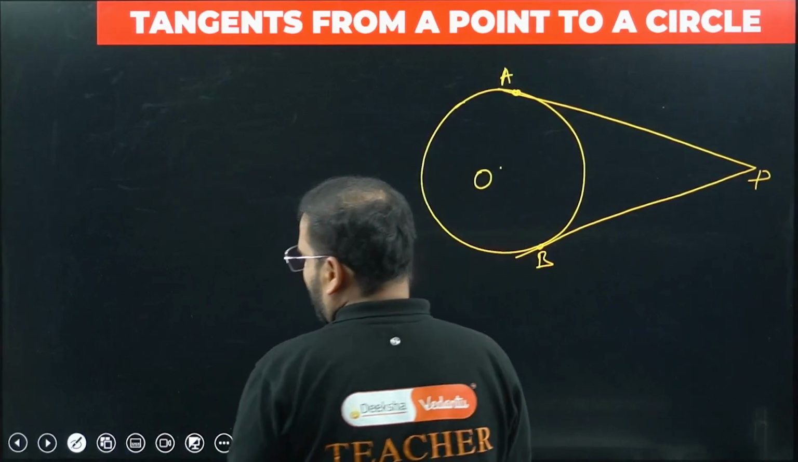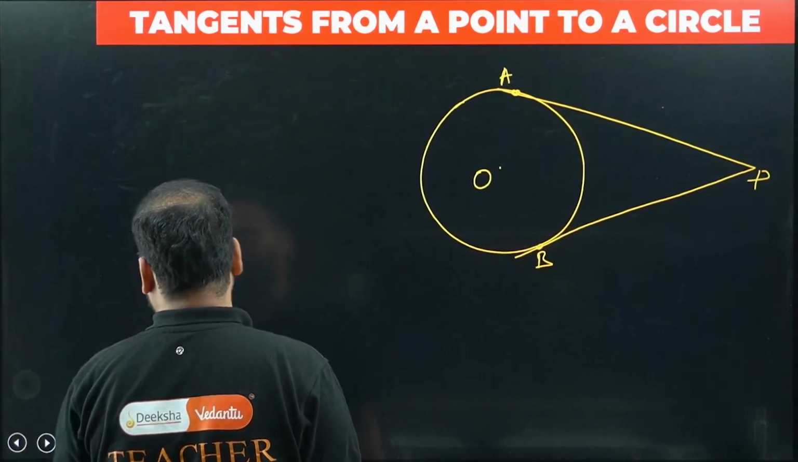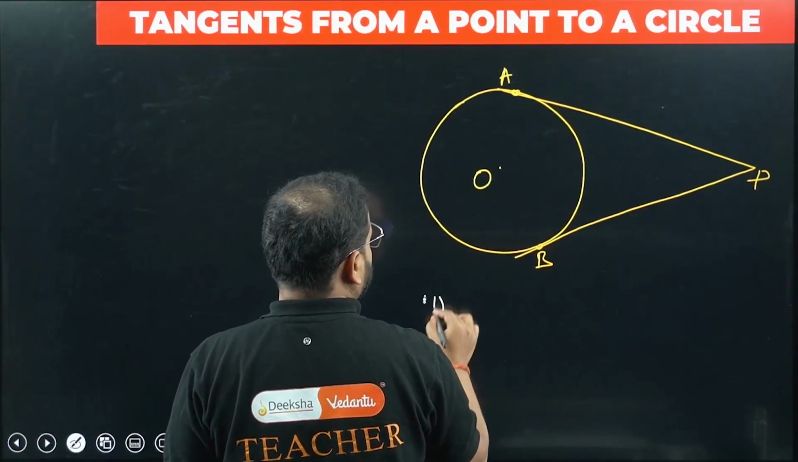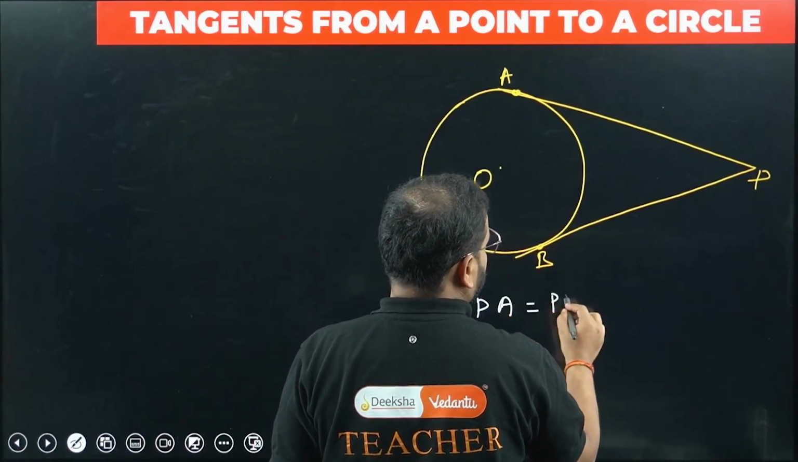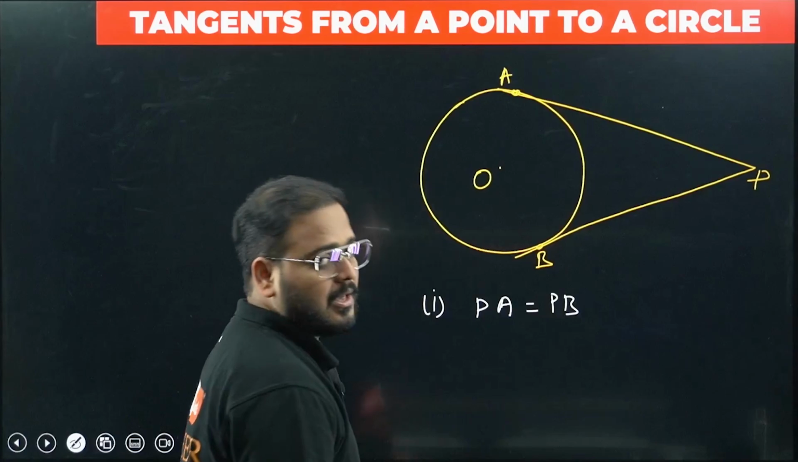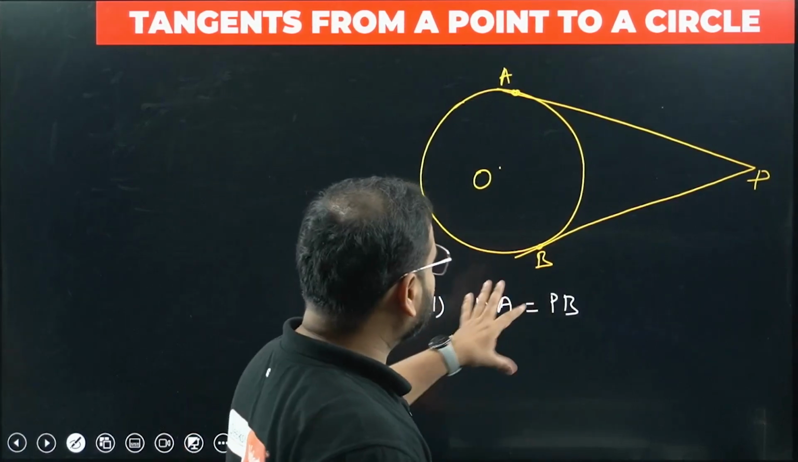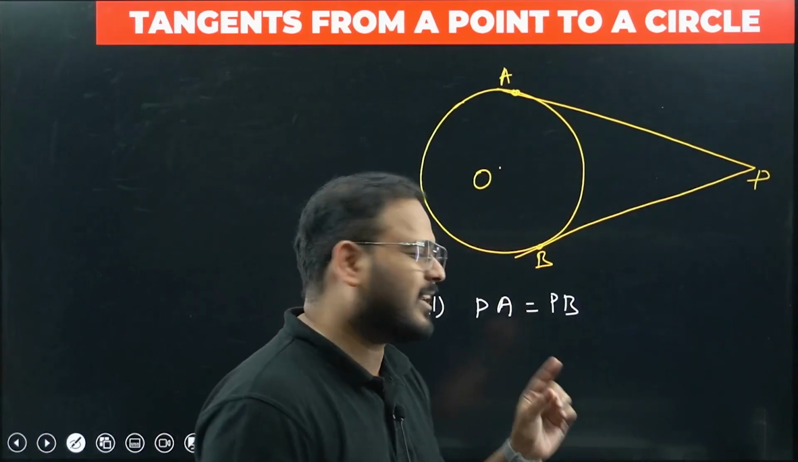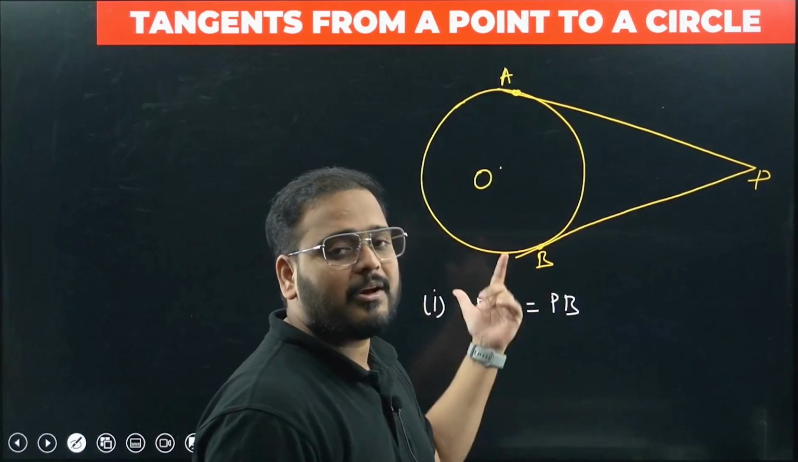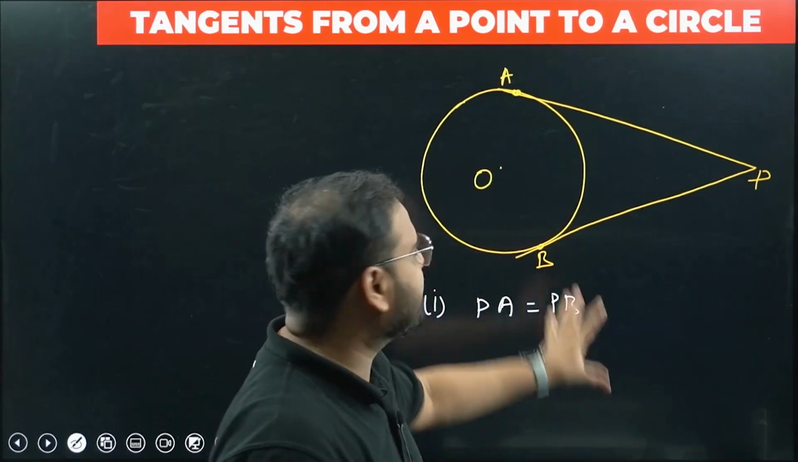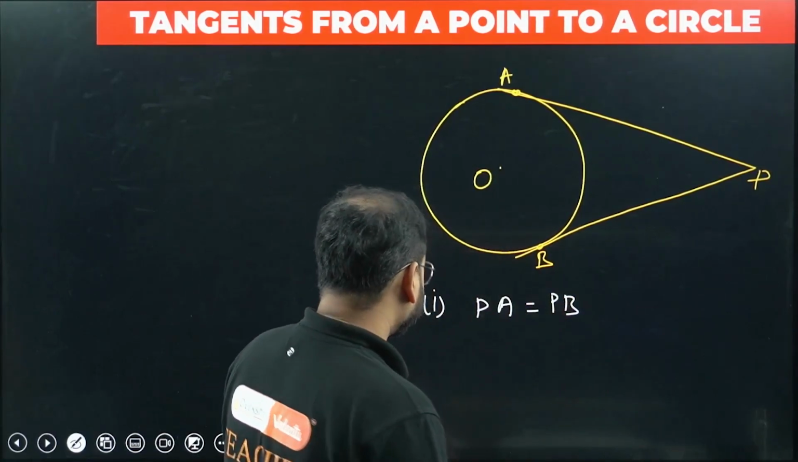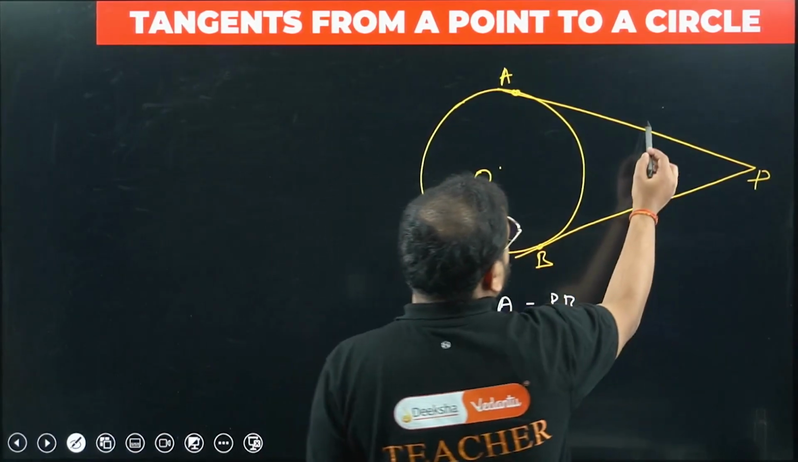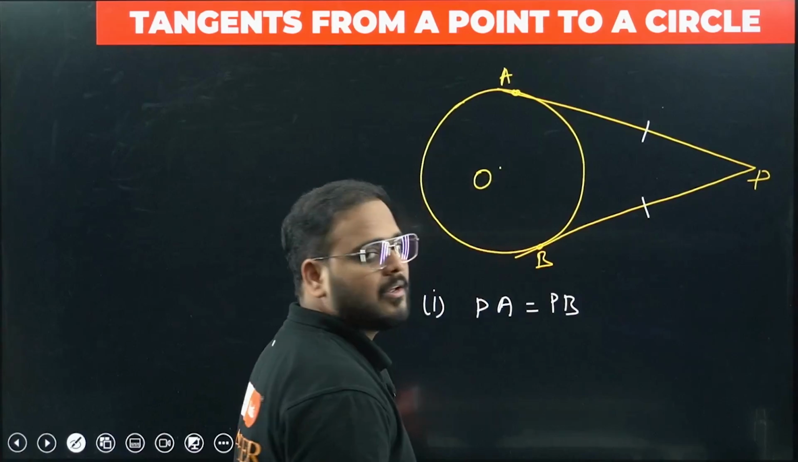Okay, so what is the property? I'll list it out. First one is that PA is equal to PB. I'll not prove this property here, but I've taken a question where we'll prove it anyway. Over here, I'll just list down the properties that we have based upon an external point where the tangents are drawn. So first is PA equals PB, means these two tangents are equal.